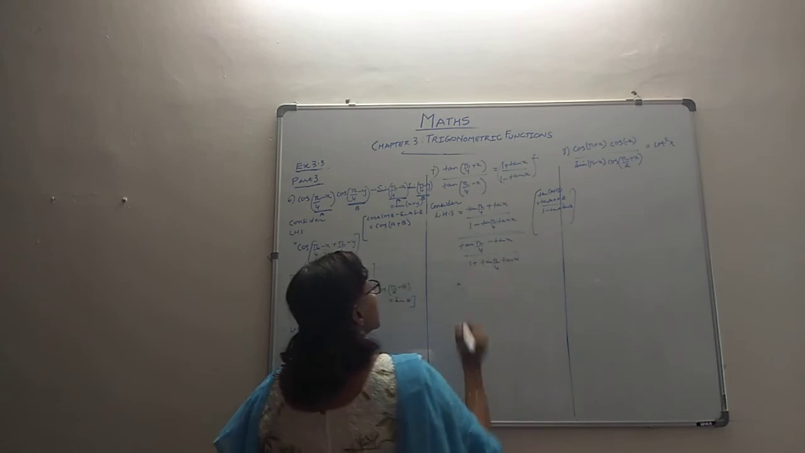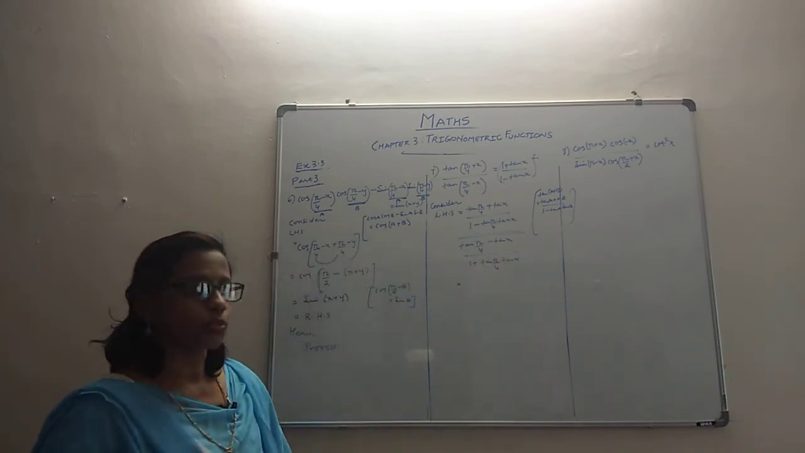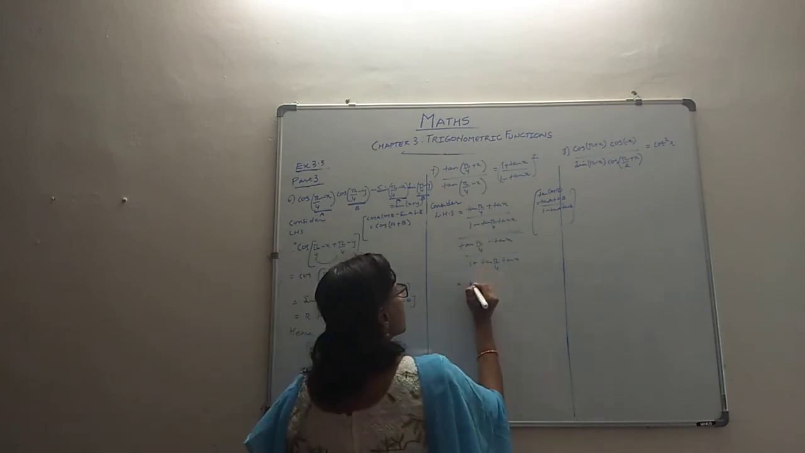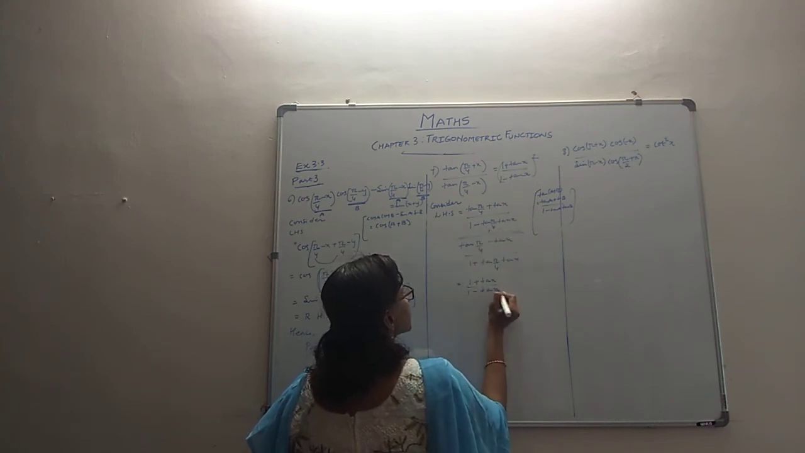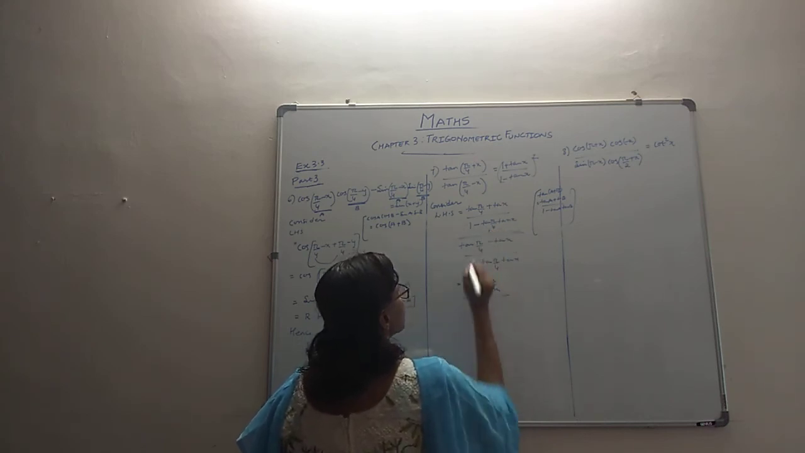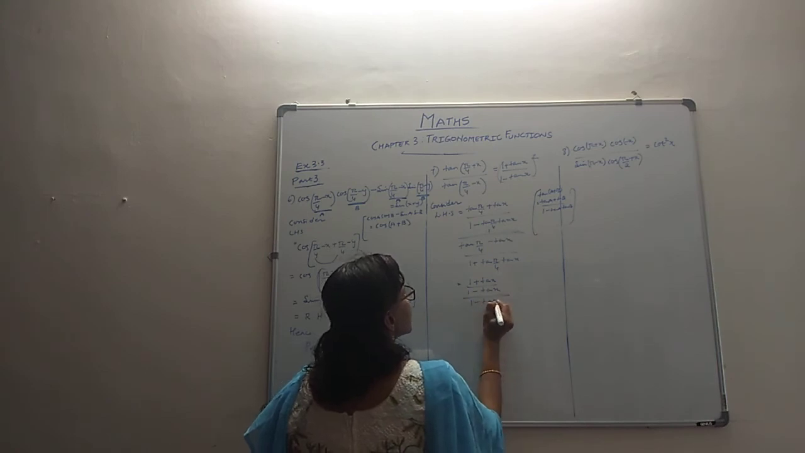And let's solve this. Tan pi/4 is tan 45. We all know it's 1. So let's substitute: 1 plus tan x by 1, because this will become 1. So it is (1 + tan x) by (1 - tan x). That's our numerator. Now the denominator: (1 - tan x) by (1 + tan x).